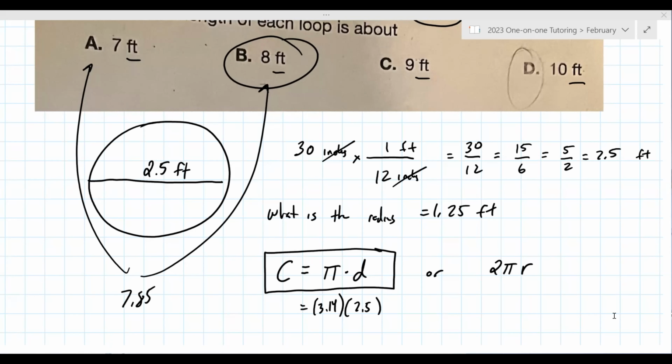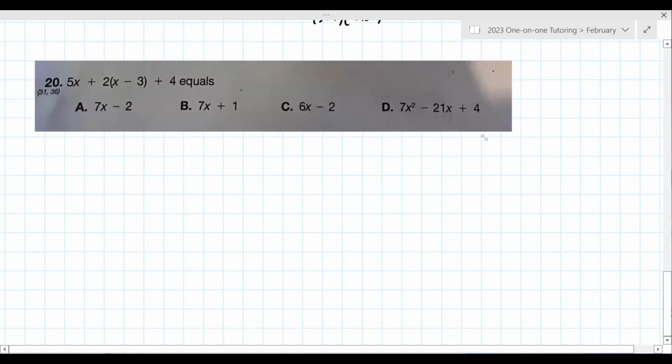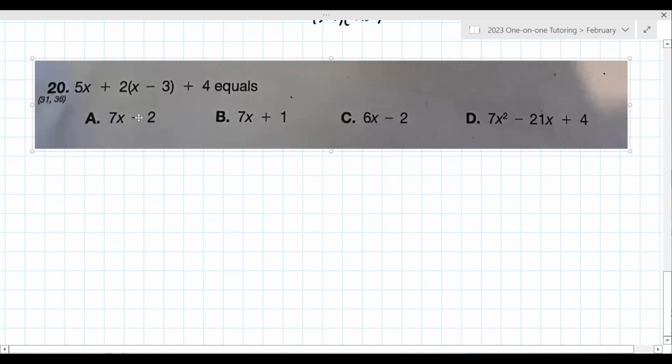So when a question is written in this format, you have to scan the answers to look for similarities and differences. Like there's a 7x, a 7x, a number, a number, a number. This one's got a 7x squared, which is very different. It's probably not right. Those are things you can do when you're taking standardized tests. But if we look at 5x plus 2 times x minus 3 plus 4, you have to use the distributive property. Do you know what I mean by that, or have you heard that before?